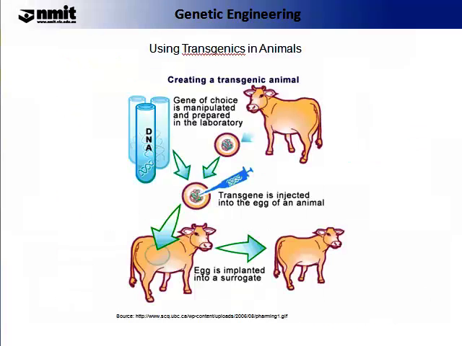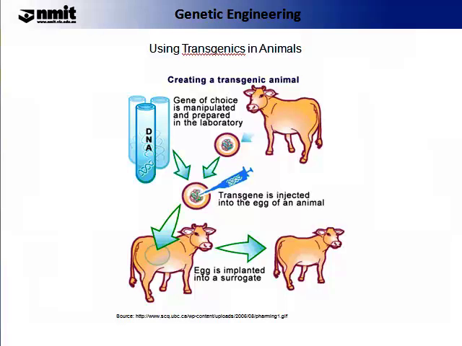Here we have a simple concept of using transgenics in animals. So we start with creating a transgenic animal. DNA of choice, that is, DNA that exhibits a trait that you wish for your animal to exhibit, is identified and prepared in a laboratory scenario. Once the DNA with your transgene or gene of choice is prepared, it is then injected into the egg of the animal that you wish to breed with.